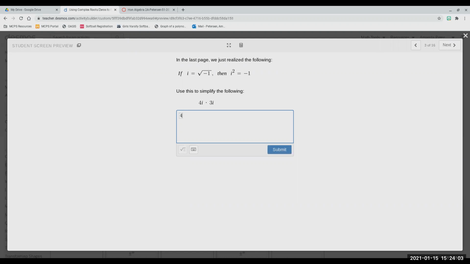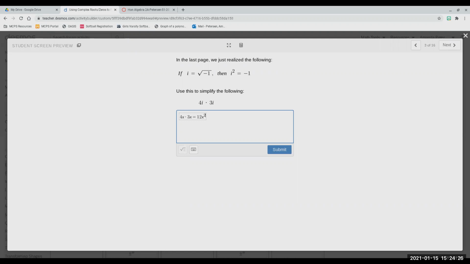Well, before we even worry about what those i's mean, let's just do it with x. So say this were 4x times 3x. 4 times 3 is 12. And be careful with this. A lot of people just say x, but remember, x times x, I have to add my exponents of 1, so I actually have 2, so x squared.